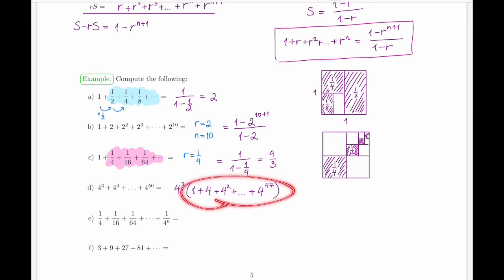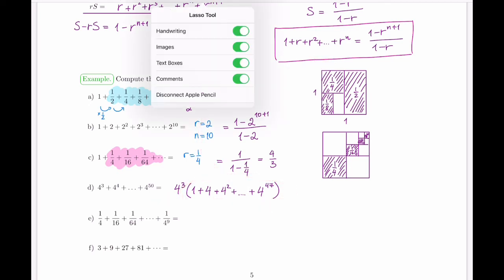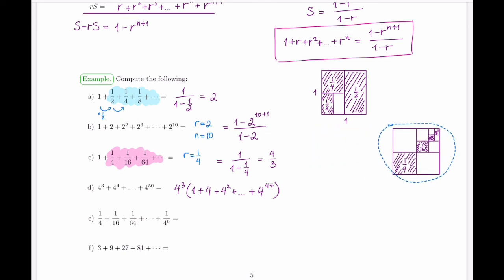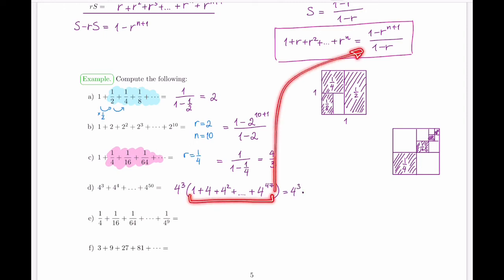Once you have this, you can apply the formula directly to what's inside the bracket, not forgetting to multiply by 4/3 on the outside. So let me just move this over. What we're going to have is 4 cubed times the formula applied to this case inside the brackets. Clearly r is 4, and in this case n is 47. So I'm going to have 1 minus 4 to power 47 plus 1 over 1 minus 4. That's one way to proceed.